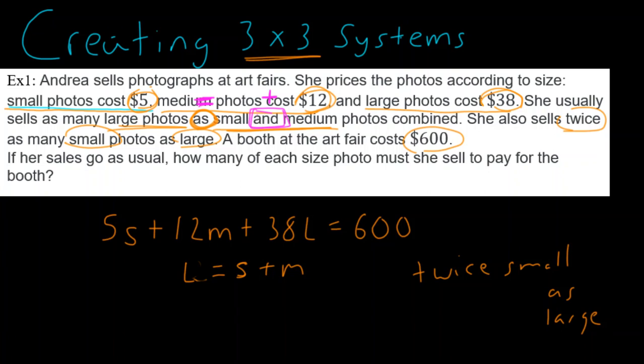So here'd be my question. Are there more small photos or are there more large photos? Well, if there are twice as many small photos, hey, we know that there got to be more small photos. So if that's the case, that means if you're going to multiply one of these numbers by 2, you have to multiply the smaller number by 2. Or, another way to say this, is that our small photos will equal 2 times the large photos.